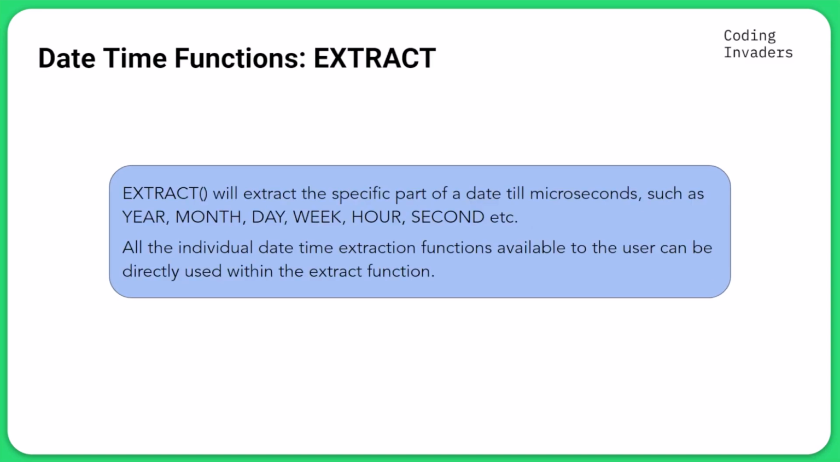The first function is extract. It helps us to extract the specific parts of the date, down to microseconds. We could extract year, month, day, week, hour, second, etc. And all the individual datetime extraction functions can be used directly with the extract function. So within this function, I can use year to extract the year, month to extract the month, etc.